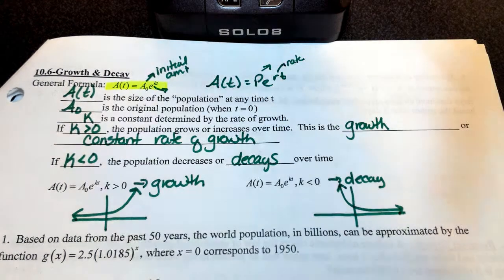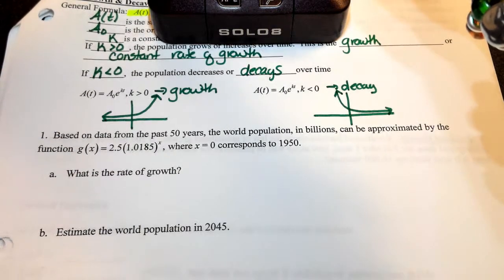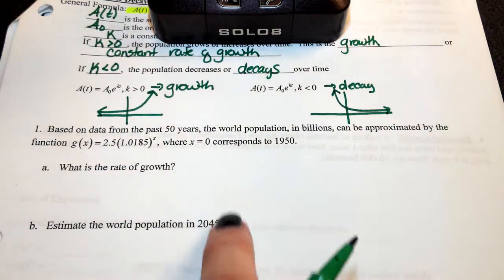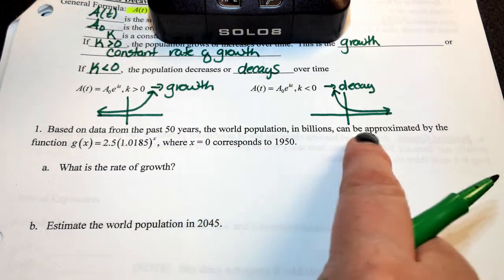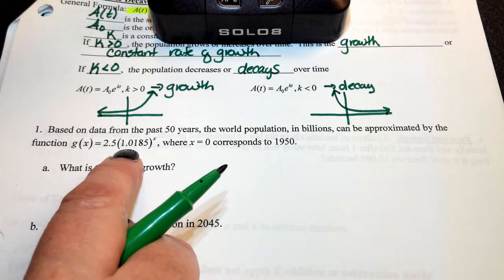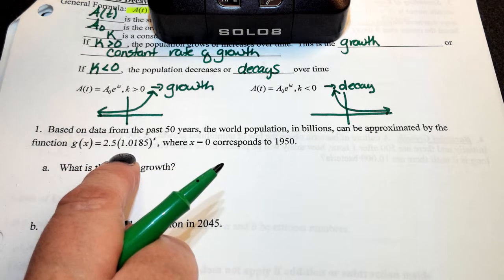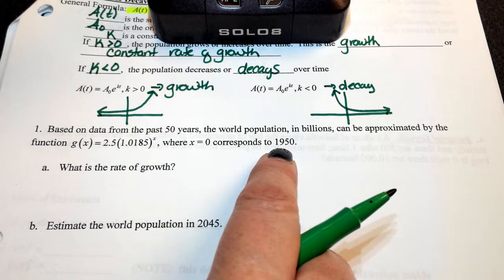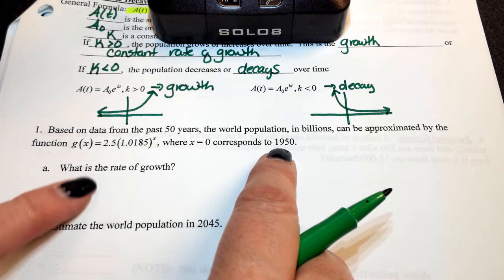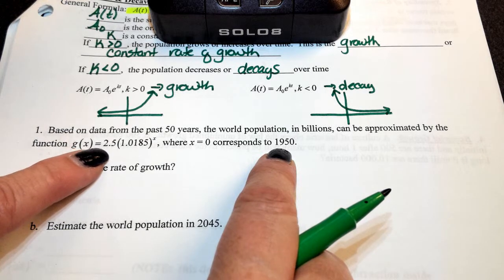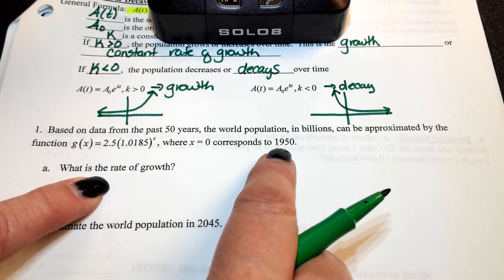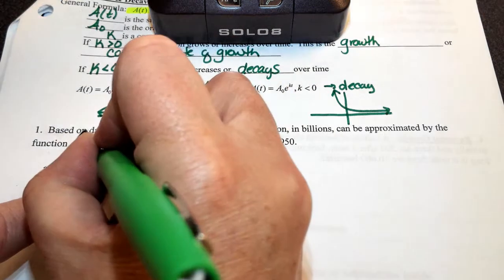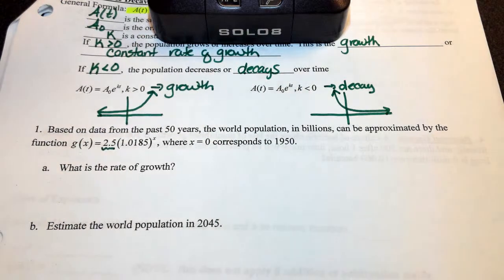So let's take a look at number 1. Based on data from the past 50 years, the world population in billions can be approximated by this particular function. So notice they're giving me the equation, where x equals 0 corresponds to 1950. When you take a look at this formula, they want to know what is the rate of growth. Now, this is my initial population. That 2.5 is my initial population.